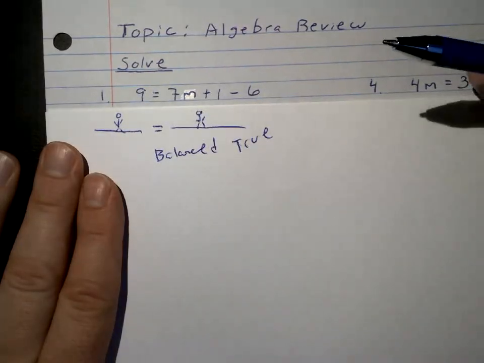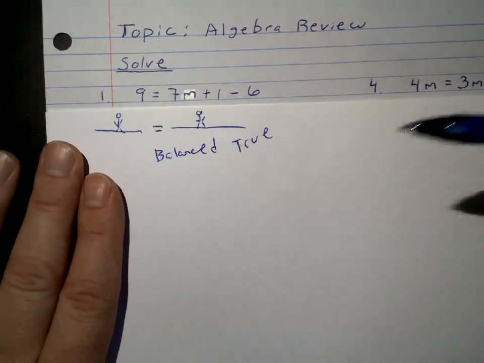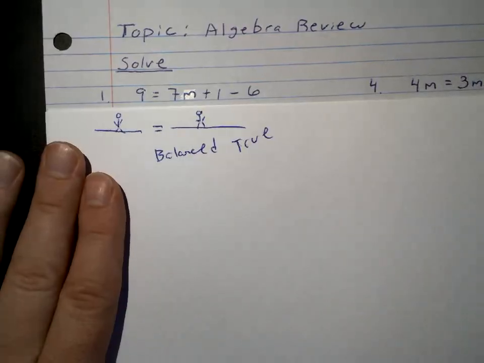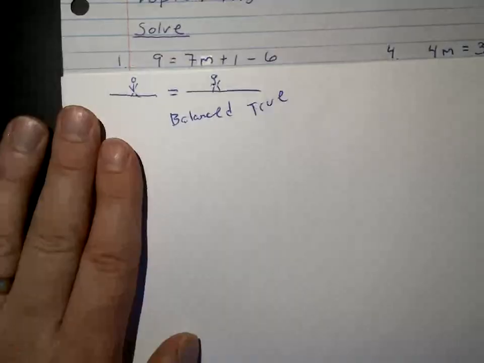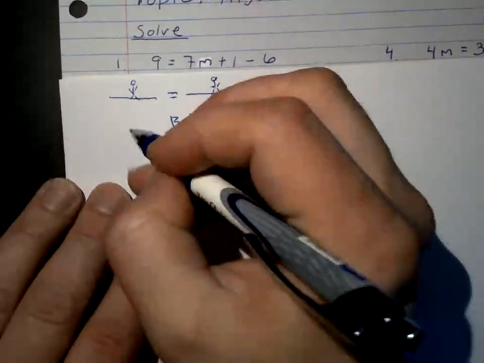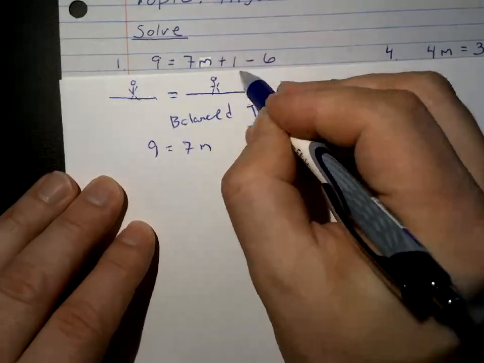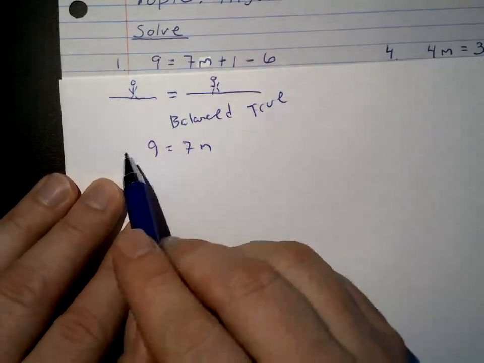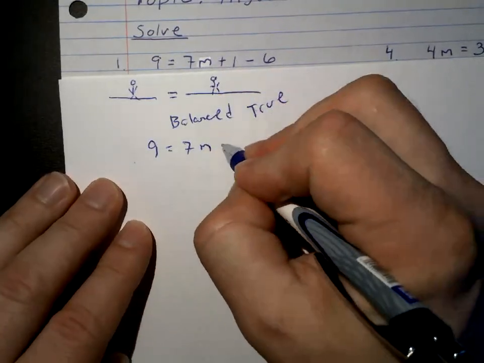You can probably do this in your head, but I don't want you to do it in your head. One, I want you to know how to do it, because they get harder, and two, I want you to check your work as well. So let's do it. We have 9 equals 7m, and then I'm going to think about whether I can do anything right now. I can't do anything to this side, but I can do some of this side. That's plus 1 minus 5.